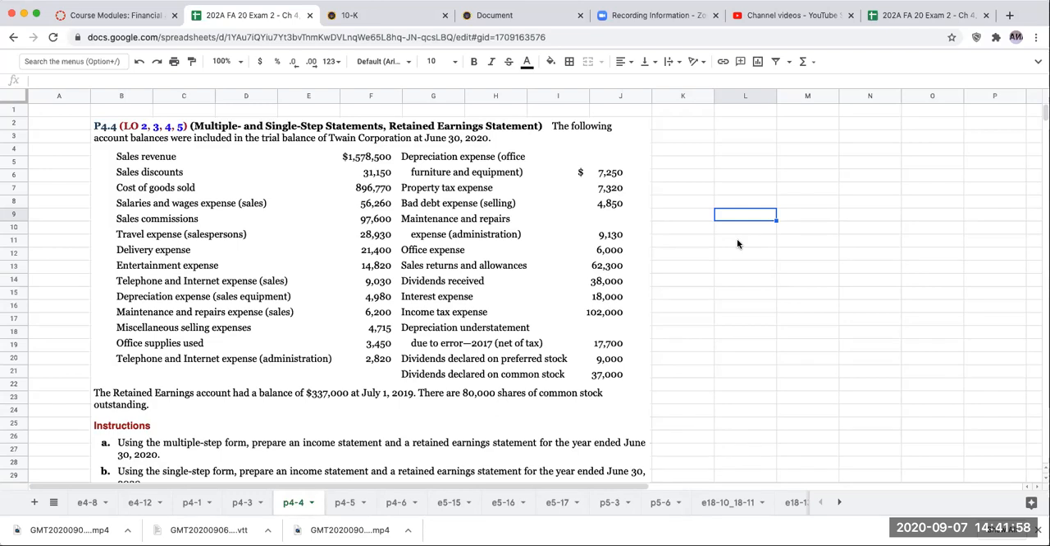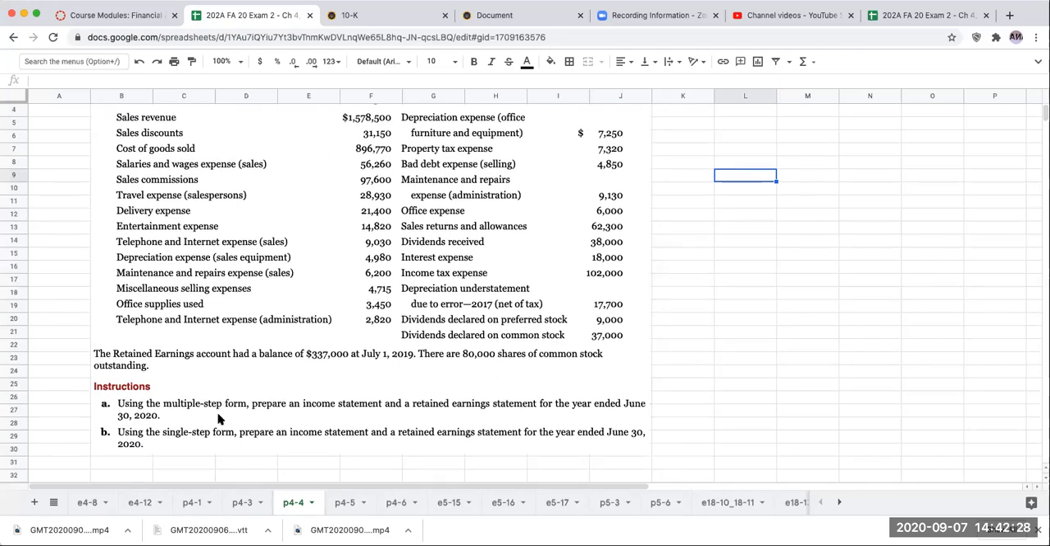This is problem 4-4, so let's go through and take a look at this one. This is a little bit different. We're being asked to prepare multiple and single-step income statements. I'm going to be focused more on the multi-step income statement, because I think that's a little bit more important. And then we'll also do a statement of retained earnings.